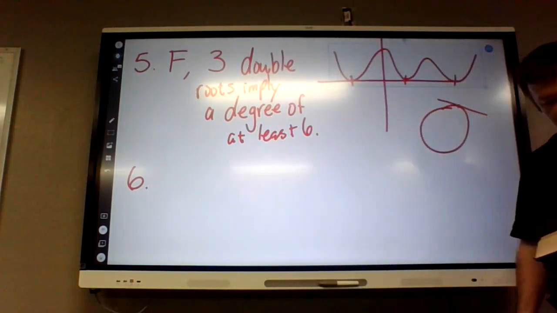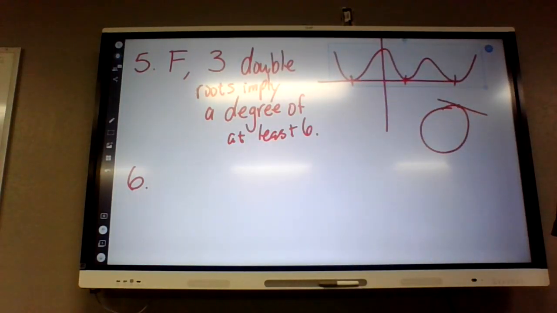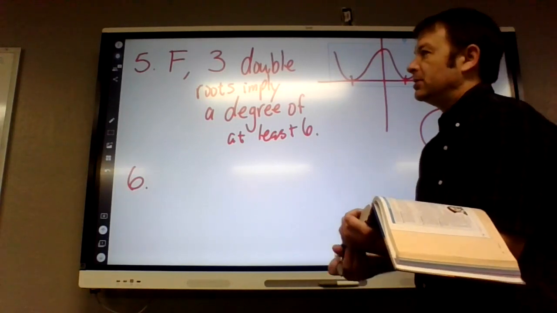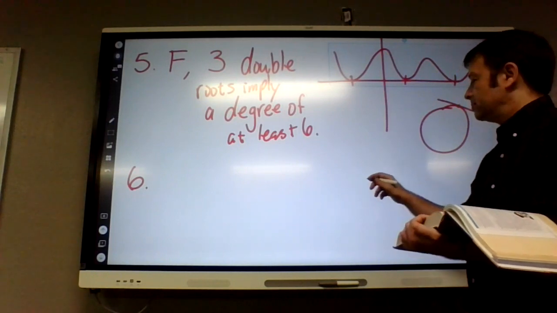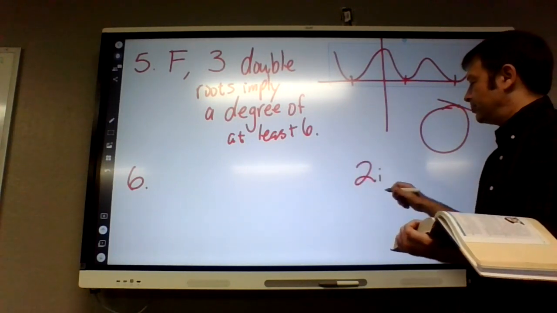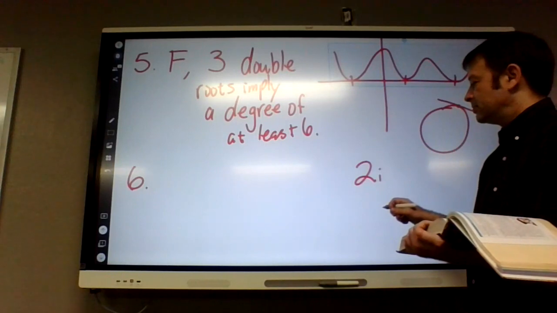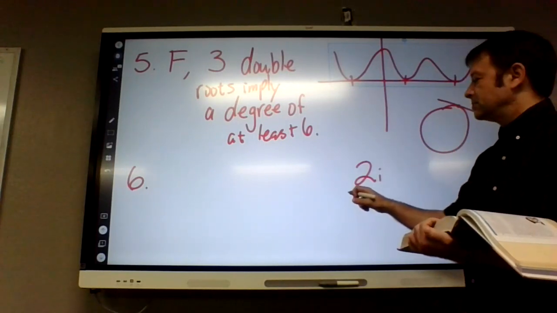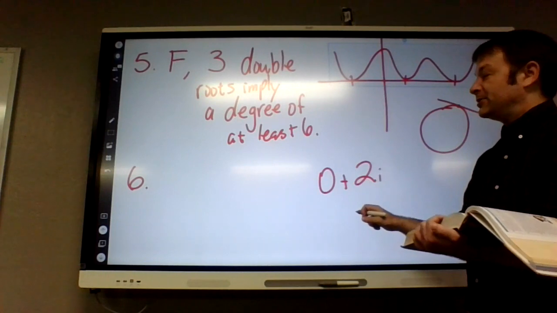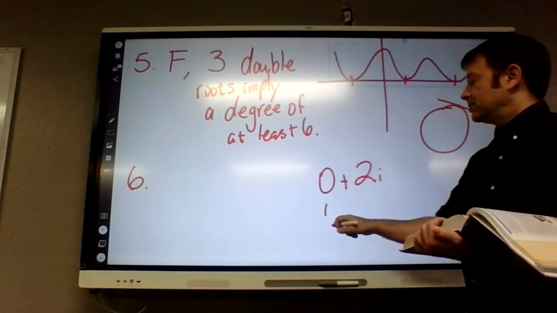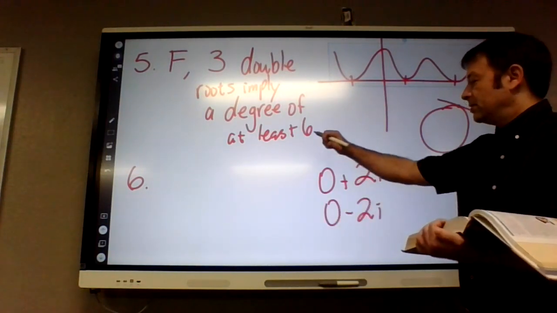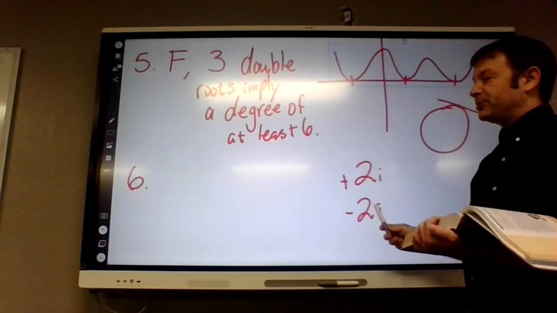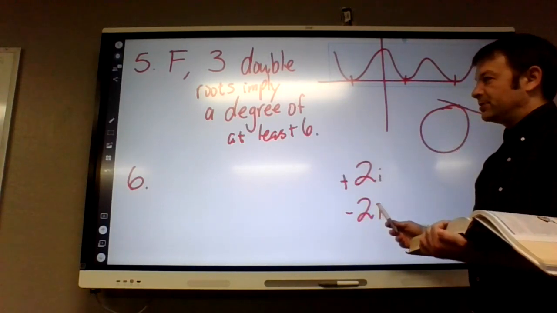Number 6. No polynomial equation can have an odd number of imaginary roots. So, if 2i is a root, what else is a root? If 0 plus 2i is a root, what else is a root? 0 minus 2i, or -2i. So is it possible to have an odd number of imaginary roots? No.